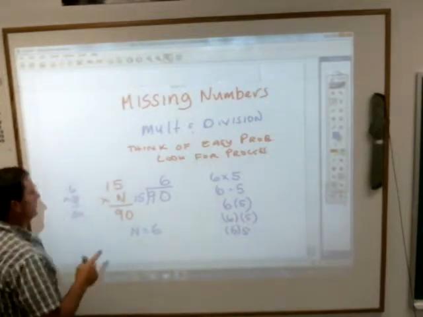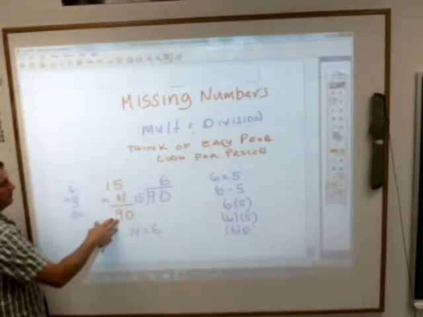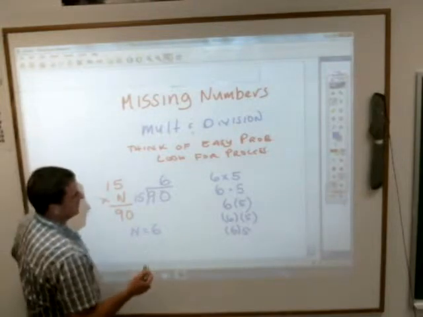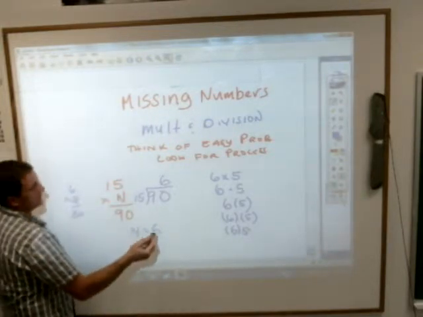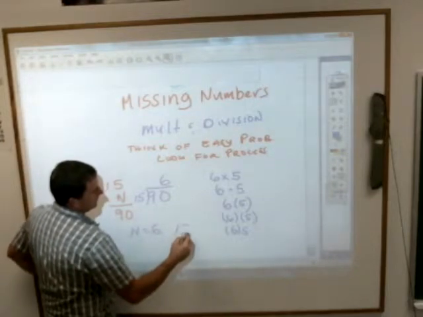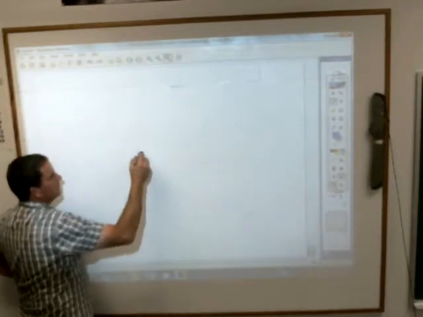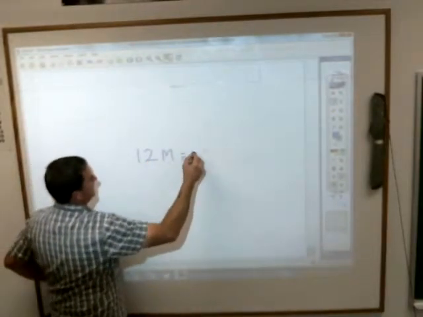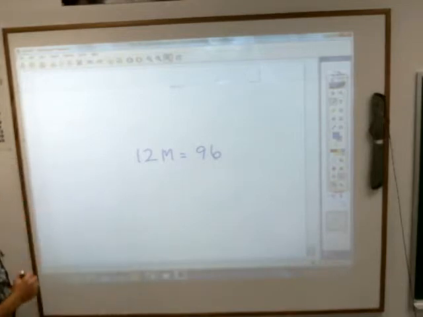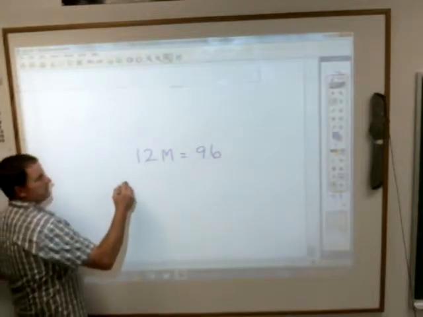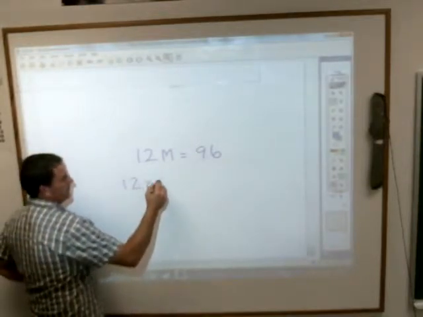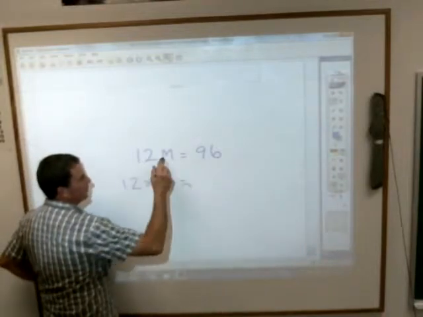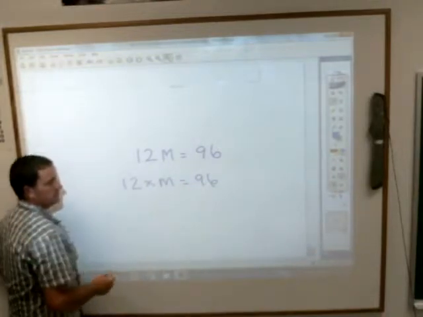Now, one other example of this. Sometimes the book shows another way to show a multiplication problem, like this: 12m equals 96. Anytime you have a letter next to a number, that is the same thing as multiplication as well. I guess math people get a little lazy and don't want to show it. This is the same thing: 12 times what number is 96?